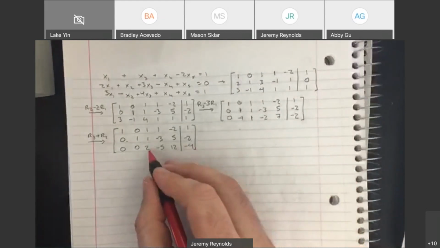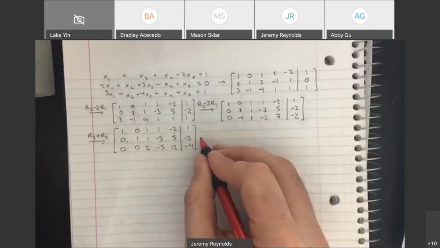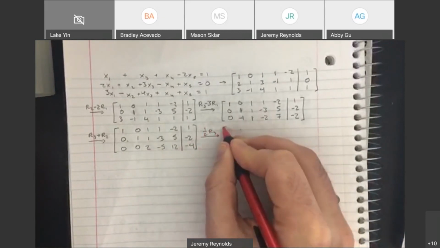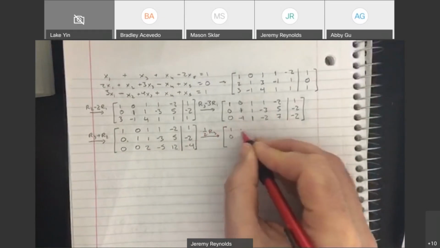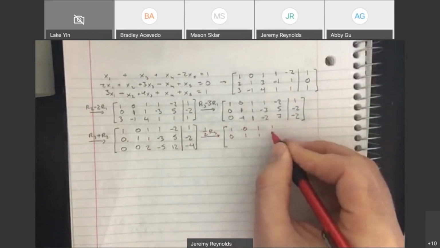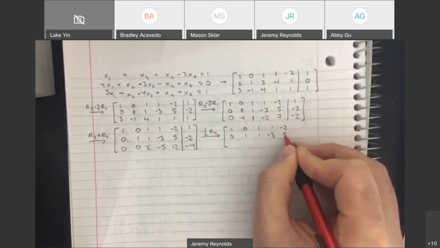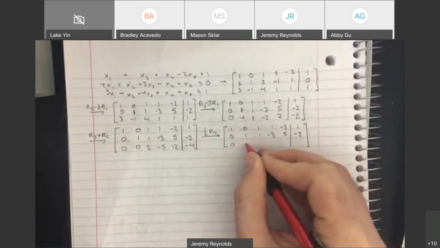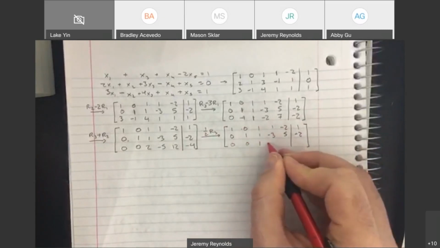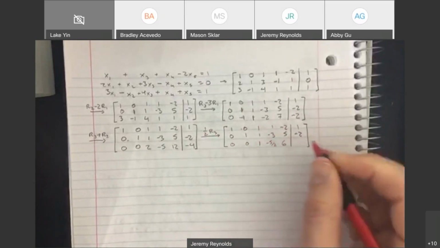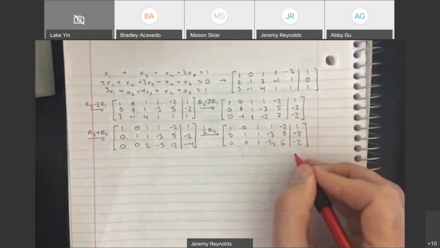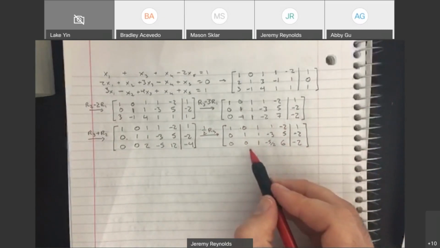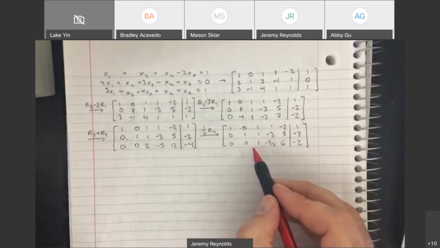Now, in order to get echelon form, we need a 1 down here. So let's go ahead and take row 3 and divide it by 2. That will keep row 1 and 2 the same. And row 3 will become 1, -5 halves, 6, and -2. Okay, so now we have the matrix and it's in echelon form. Now the next step we need to do is get it into reduced echelon form.